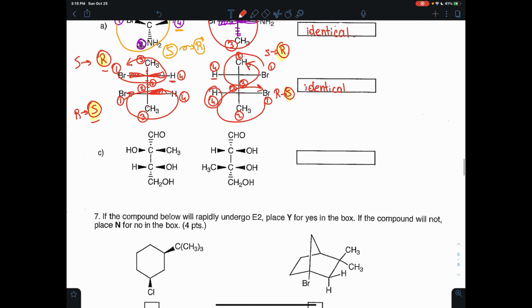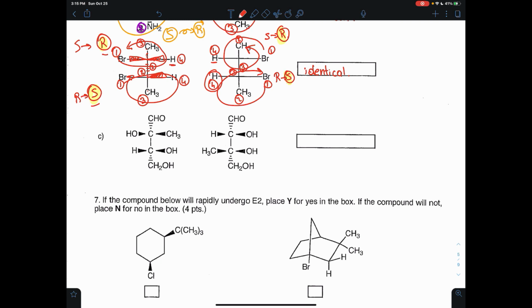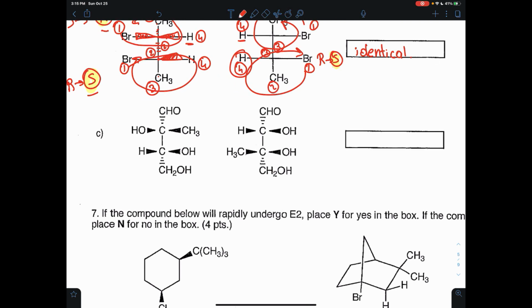Now, moving on to the last part, C. So first thing, you notice that there is something majorly different here, right? The difference is that you see how this carbon right here is connected to an OH and the hydrogen, while this carbon right here is connected to CH3 and OH.